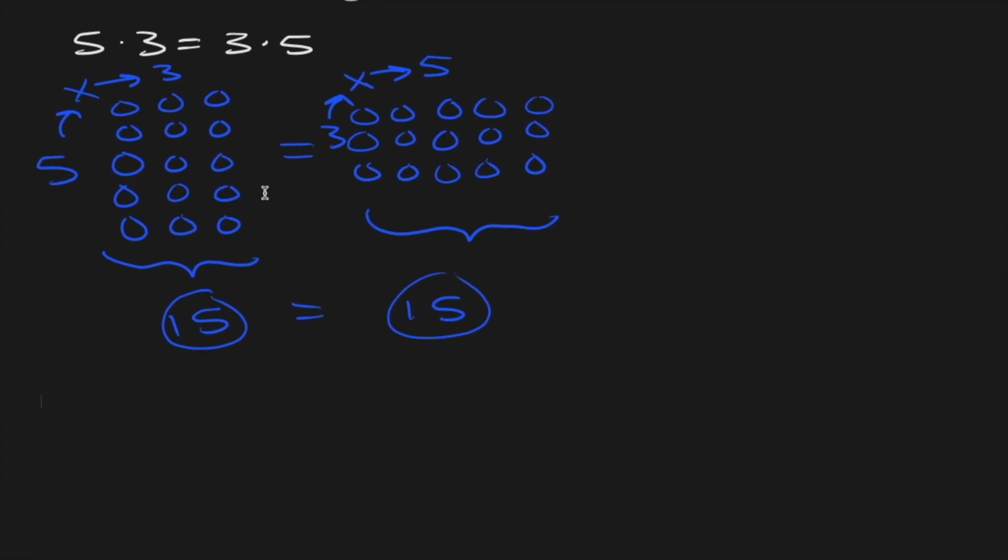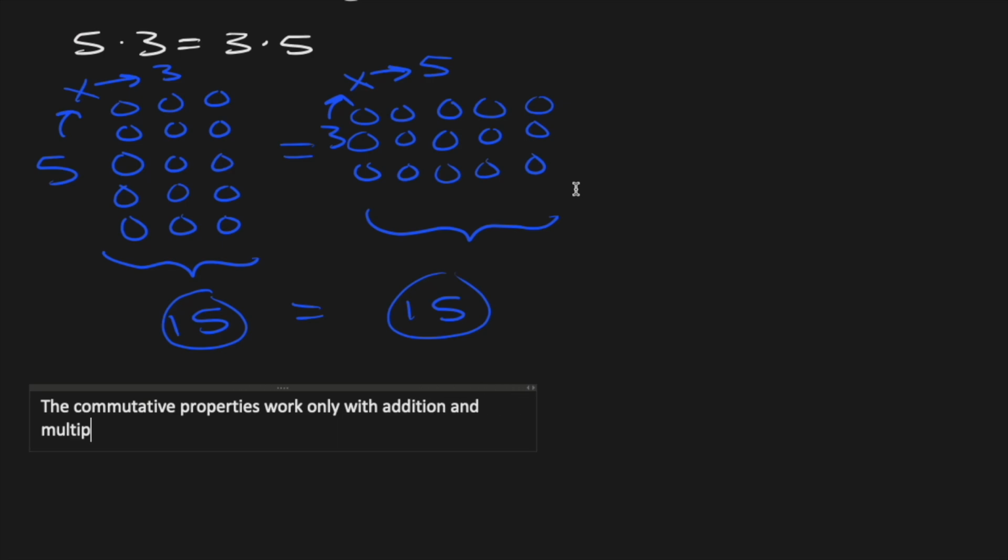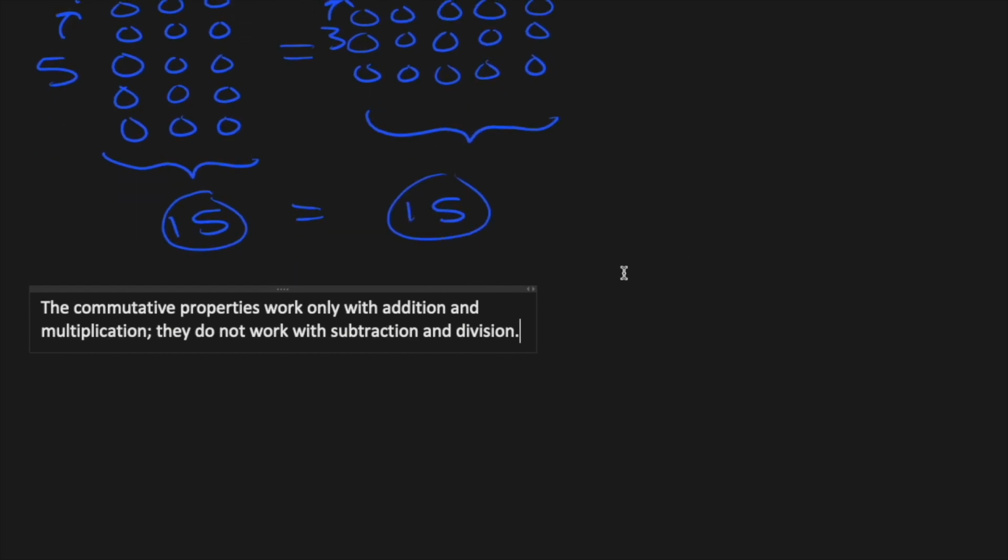So let me write that down for you. The commutative properties work only with addition and multiplication. They do not work with subtraction and division. So a very important note for you to make there, okay? Make this a bullet point.